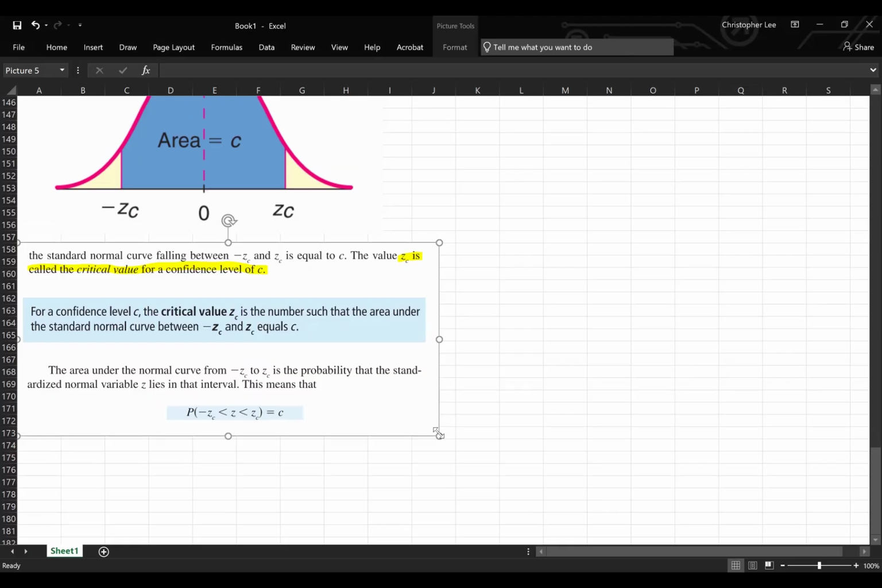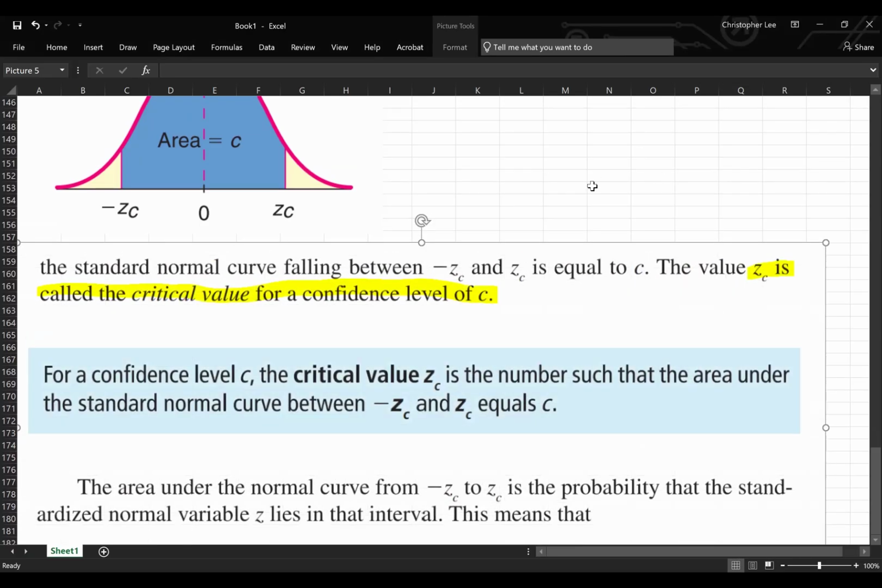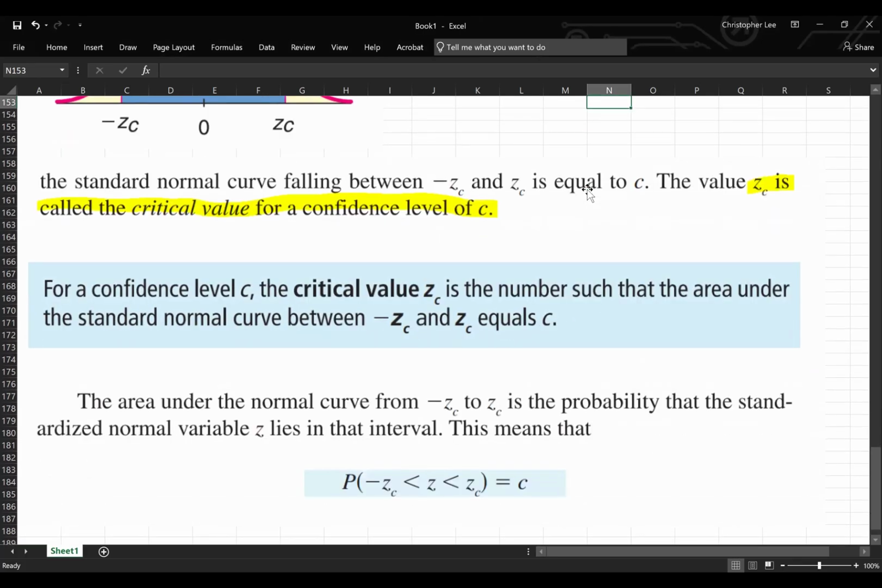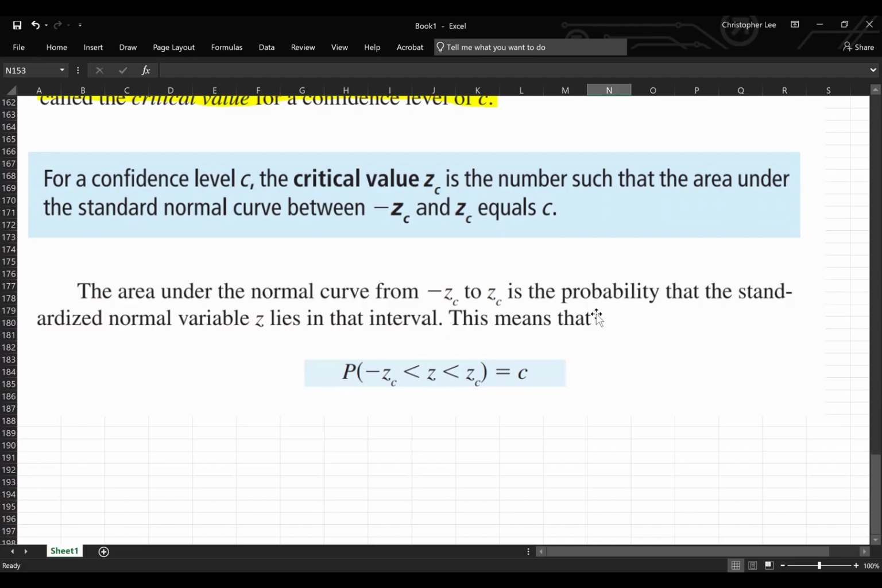The area under the standard normal curve falling between negative z critical and positive z critical is equal to the confidence level. The value of z critical is called the critical value for a confidence level of C. For a confidence level C, the critical value z critical is the number such that the area under the standard normal curve falling between negative z critical and positive z critical equals C. The area under the normal curve from negative z critical to positive z critical is the probability that the standardized normal variable z lies in the interval between negative z critical and positive z critical. It's the same thing from the previous chapter.